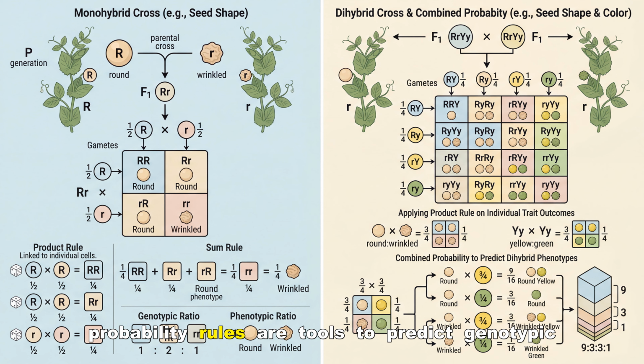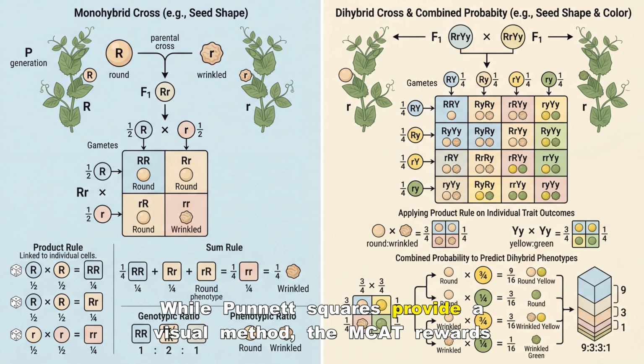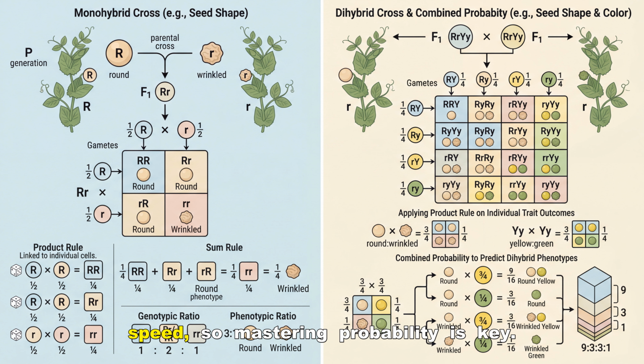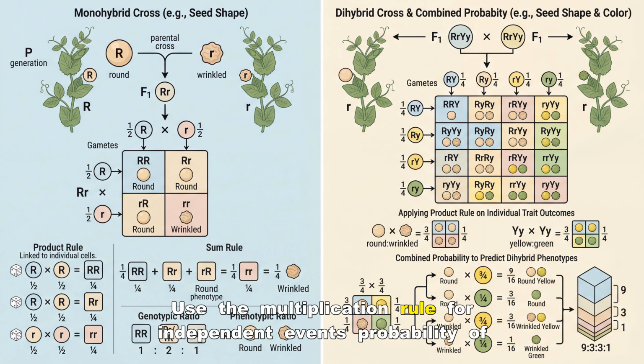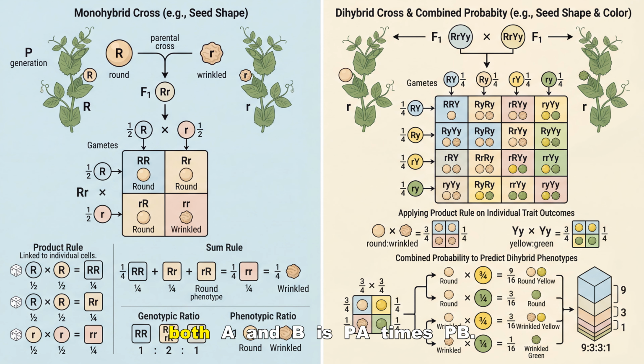Punnett squares and probability rules are tools to predict genotypic and phenotypic ratios in genetic crosses. While Punnett squares provide a visual method, the MCAT rewards speed, so mastering probability is key. Use the multiplication rule for independent events, probability of both A and B is P(A) times P(B), and the addition rule for mutually exclusive events, P(A or B), is P(A) plus P(B). For example, in Aa times aa, the probability of a heterozygous child is 1/2.